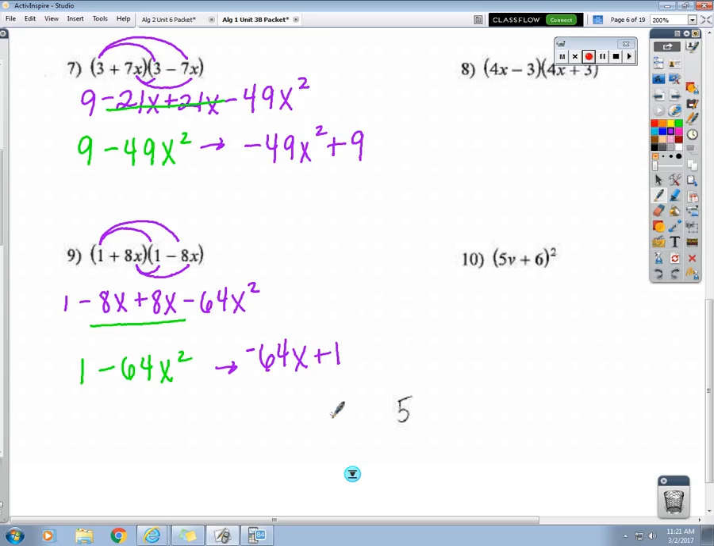The middle terms are going to cancel each other out, right? That'll happen anytime you have the same binomial but just opposite signs. The middles will cancel out every time.